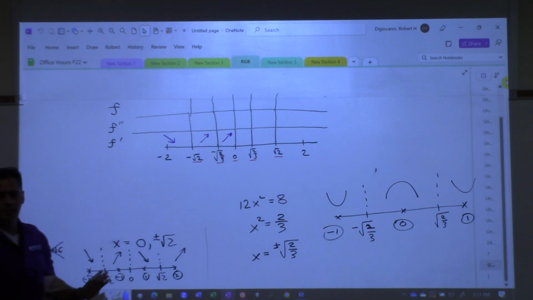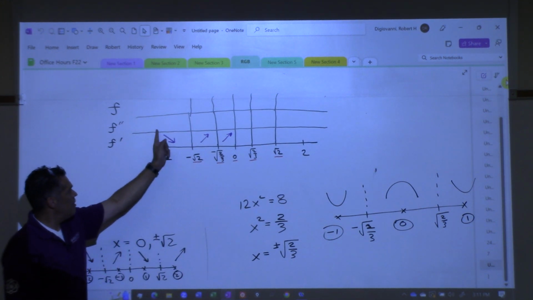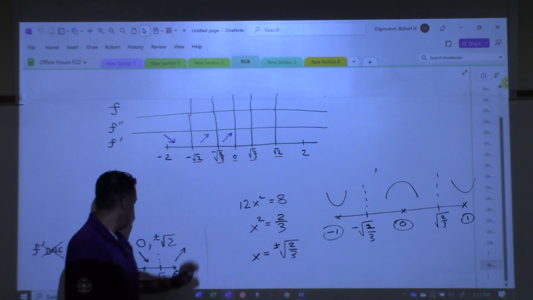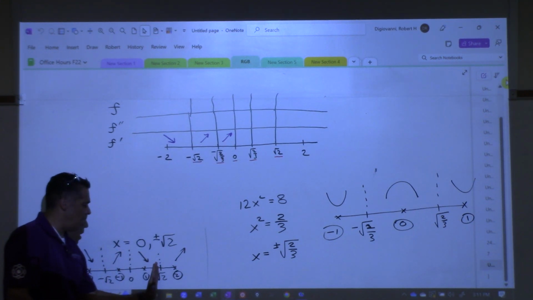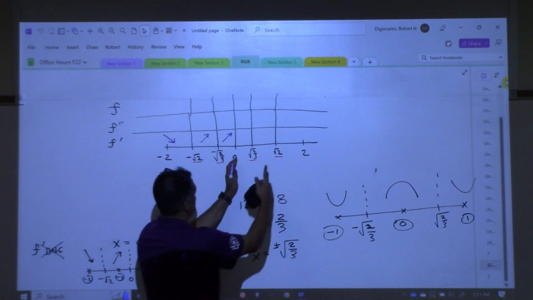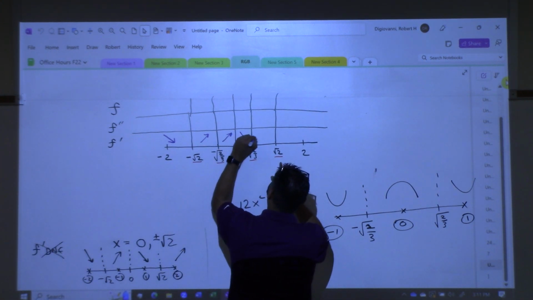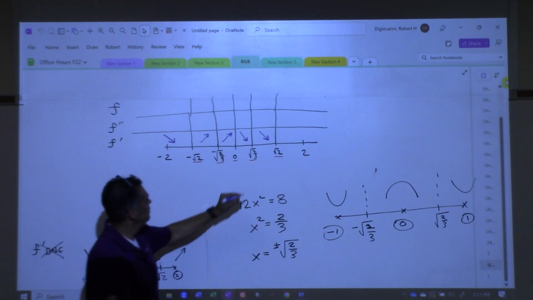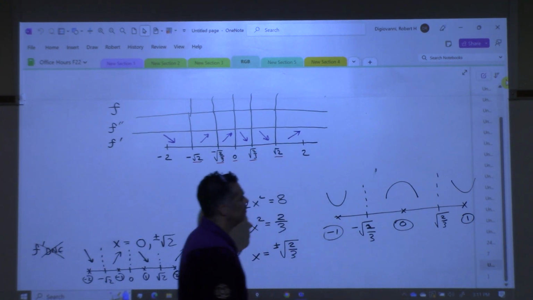Do you see that? To the left of negative root 2, I'm going down. Between negative root 2 and 0, I'm going up. And then from 0 to root 2, I'm going what? Down. So from 0 to root 2, I'm going down. And then once I get past root 2, I'm going up. Okay, you see that?